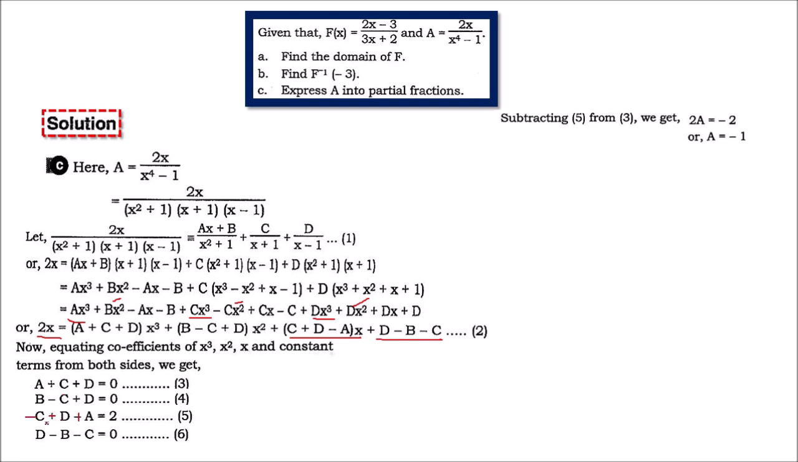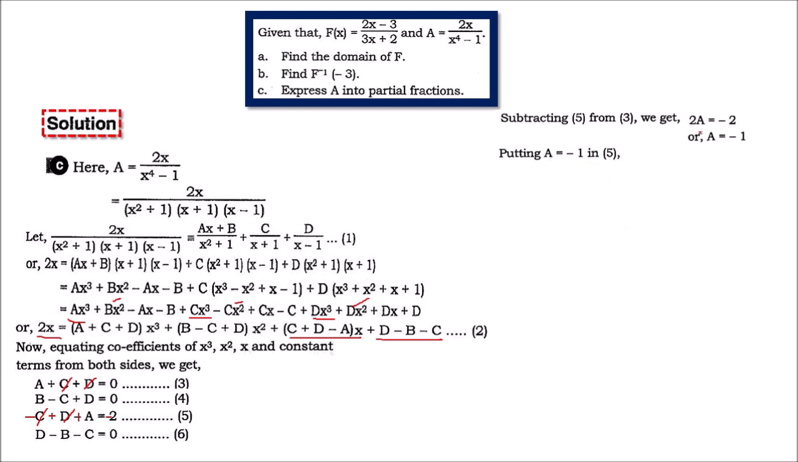Okay, so then c and c will be gone, d and d will be gone. So a and a, that is 2a, that will be, if we subtract 0 minus 2, it will be minus 2. So a equal to minus 1, at last we will get.